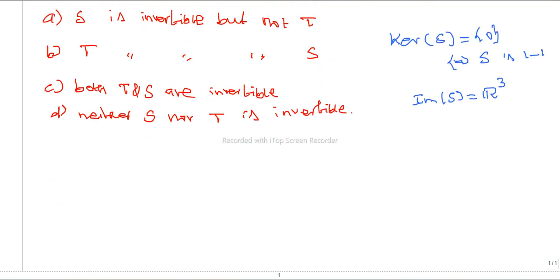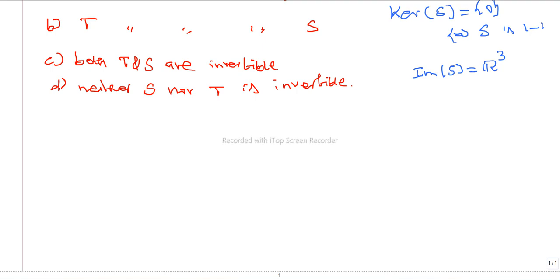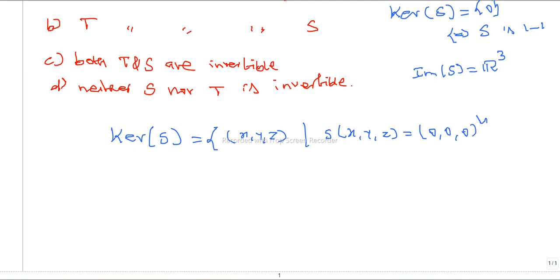Now look at the first one, S. What is the kernel of S? Then using the rank nullity theorem, you can find the rank. The kernel of S is the collection of all ordered triples such that S of this is 0, that is (0, 0, 0). So for (x, y, z), S of (x, y, z) is (x, x plus y, x minus y minus z), and it should be (0, 0, 0).